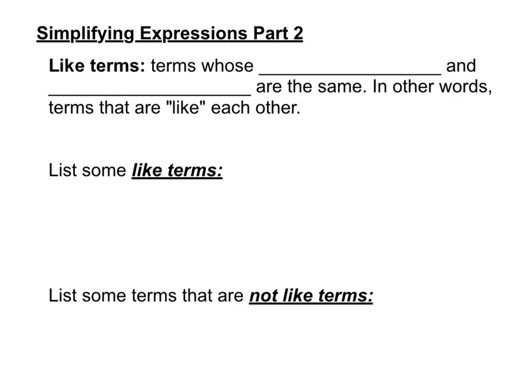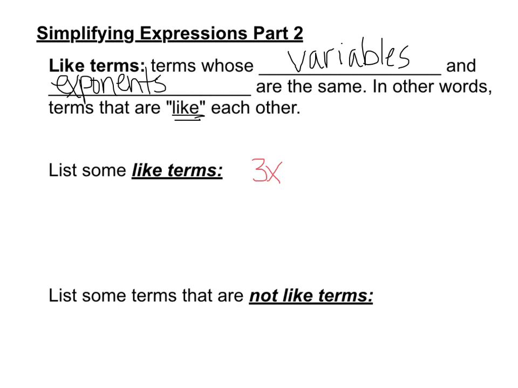Like terms are terms whose variables and exponents are the same. In other words, terms that are like each other. So let's list some like terms. Well, if you had a 3x, because your variable is an x and the exponent is a 1, then another like term would be 5x, or maybe a negative 2x.